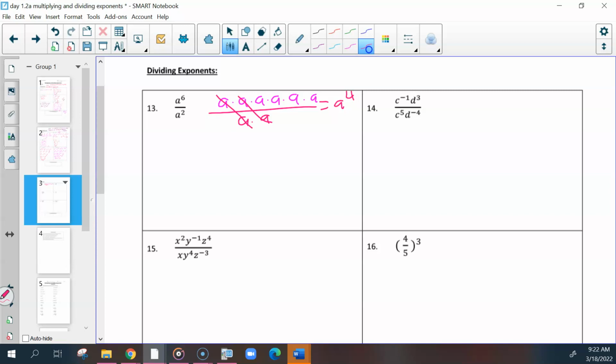But raising a power to a power is multiplying. The same would be true if the bigger one is on the bottom, so I'm going to make up a problem really fast. So if I had something that looked like this, I would still do the same thing, but there's nothing else I can cancel. So these would stay in my denominator, and then be 1 over a squared.